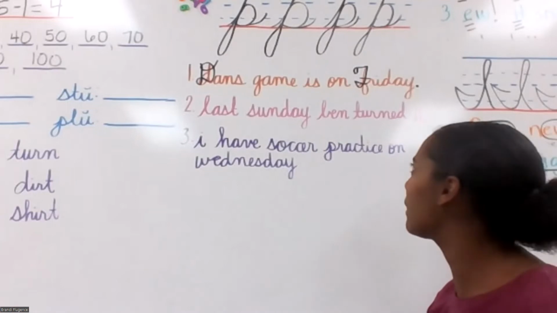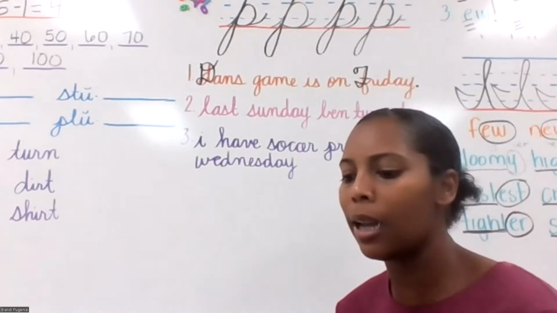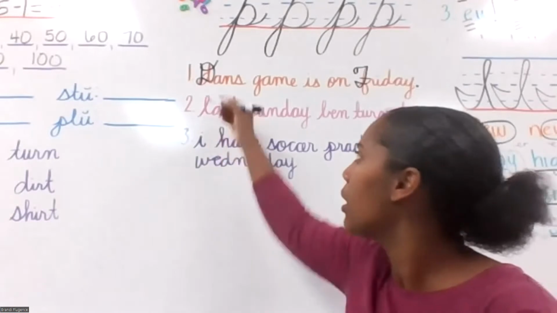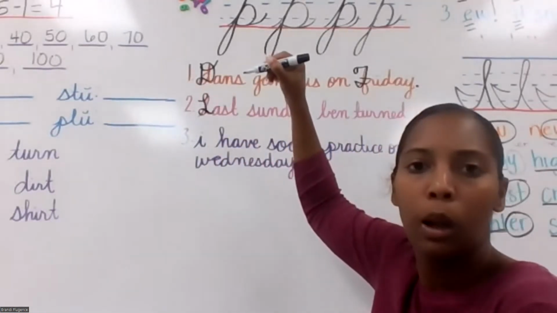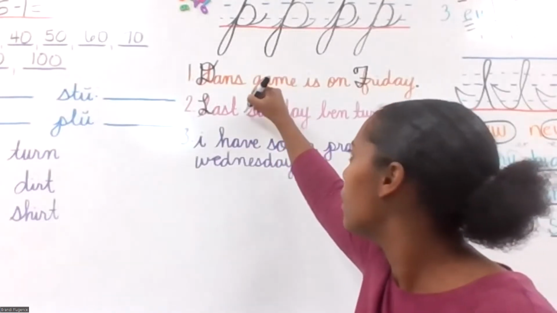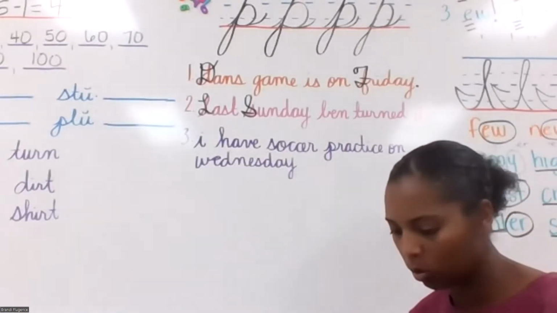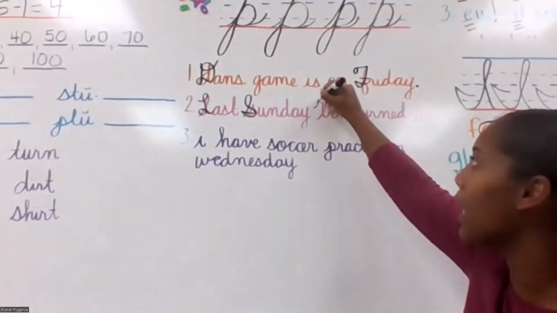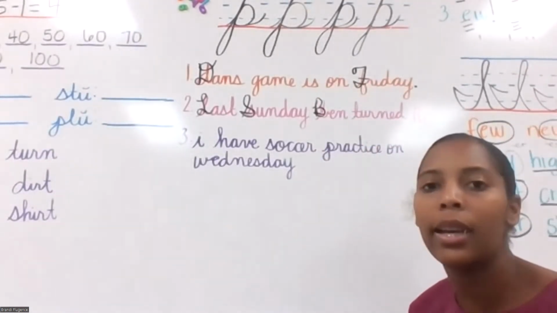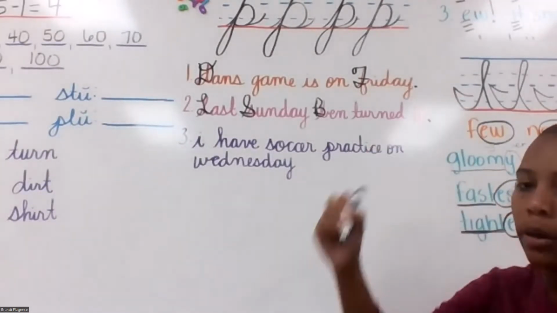Good. Number 2, last Sunday, Ben turned 10. Asa, how do we write this one the correct way? Capitalize the first letter L. And capitalize the S in Sunday. And capitalize the B in Ben. Good. I hope a lot of people saw that. You had to capitalize Ben. That was a proper noun of a boy. And then how do I finish it? And a period at the end.